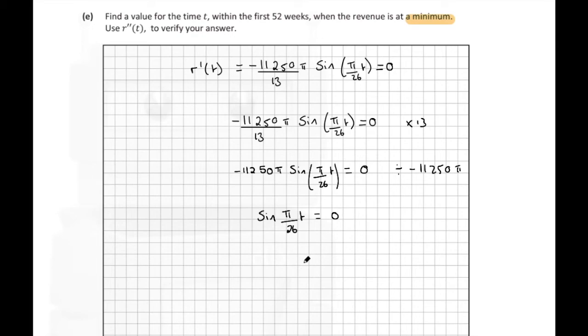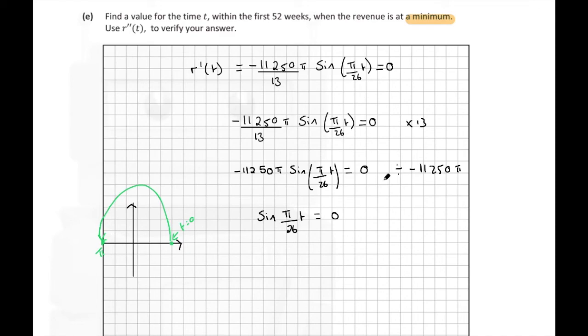So I'm then looking for the values within the first 52 weeks where we have a value of 0 for sine. Now that is going to need our circle as well, right? So we're thinking about cyclic values, periodic functions. So we need to think about our unit circle. So when is sine 0? As sine is connected to the y value, sine is 0 at 2 points. It's at 0, so when our time is 0, or if we were to go the whole way around to the other side here, we would also have 0.